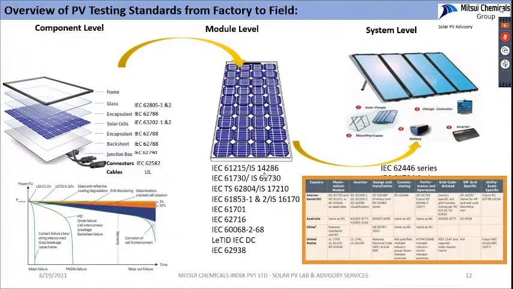And energy rating, PAN and LETID. Due to the new technologies, new failures are also developing in the market. At the system level, there are also a lot of standards, like for the design of the plant, IEC 62548, for off-grid and on-grid, 62738, and for commissioning, 62446. And this is the screenshot.